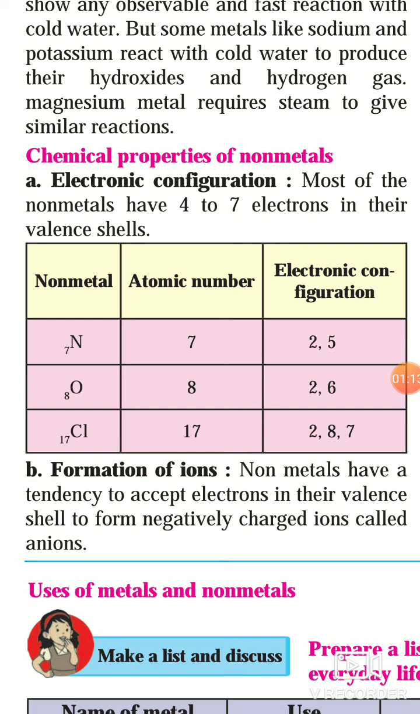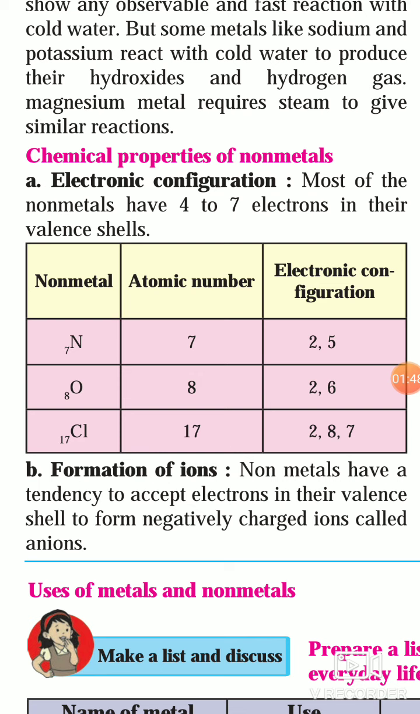Non-metals have the tendency to accept electrons in their valence shell. It is the property which is opposite to metals. Metals give the electrons and non-metals take the electrons. So non-metals accept the electrons in their valence shell to form a negatively charged ion. We have seen that a positively charged ion is called a cation and a negatively charged ion is called an anion. So while taking electrons, they form anions.